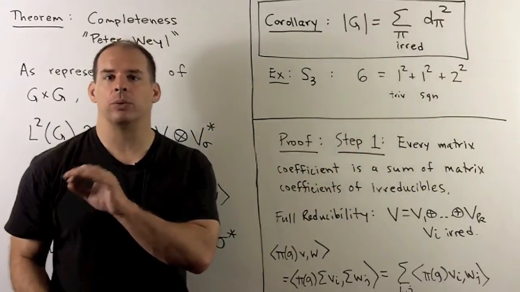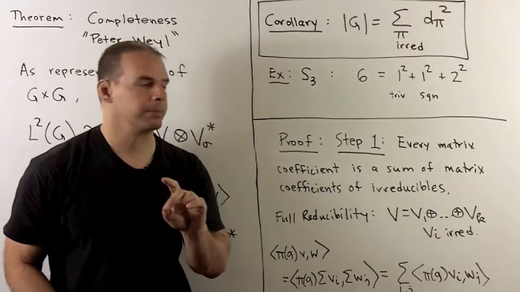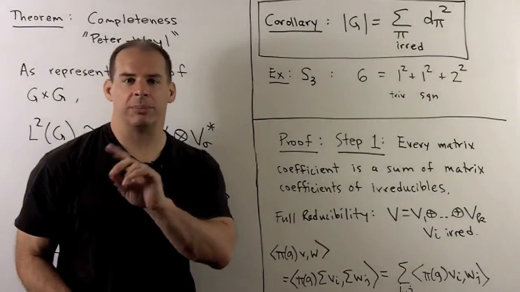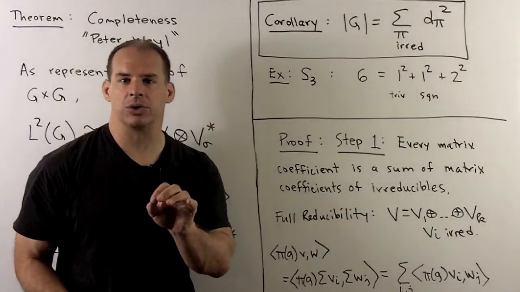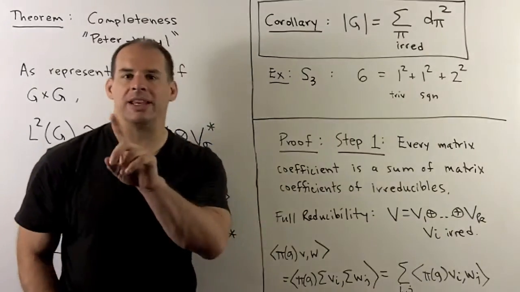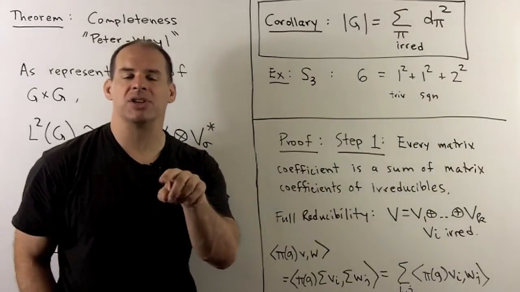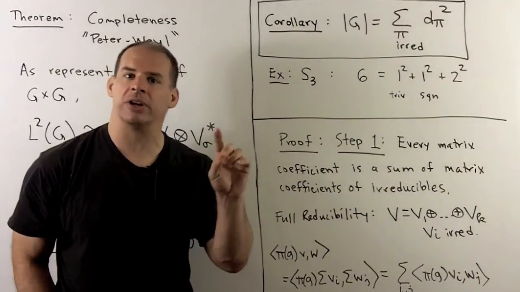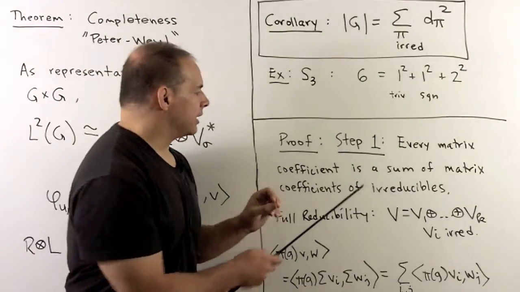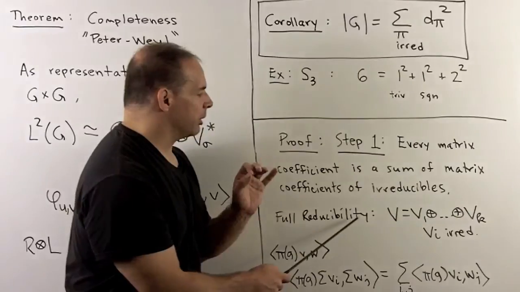Now for a proof, we approach it in 2 steps. For the first step, we'll take any representation (π, V), not necessarily irreducible. If we form matrix coefficients, then each matrix coefficient can be written as a sum of matrix coefficients for irreducible representations. Now to get this, we just invoke full reducibility.